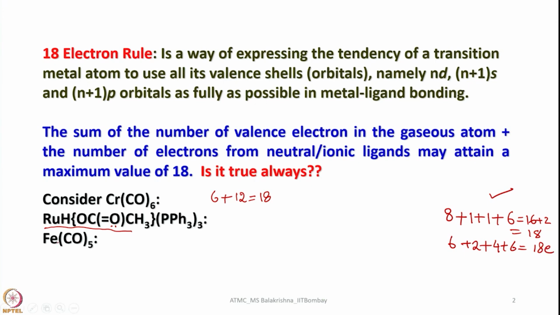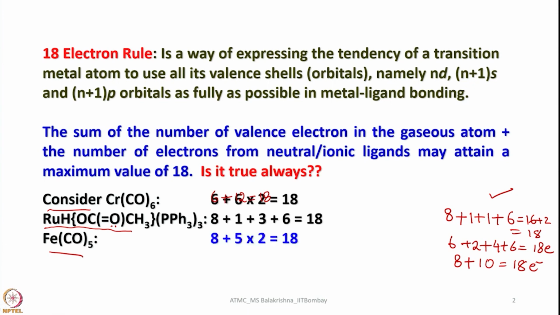Iron has 8 electrons, 3d6 4s2. So, we have 8 electrons, and then in this case carbon monoxide is 5 into 2, 10, so it is 18 electrons. So, whatever complexes I have shown here, all of them obey the 18 electron rule. Same thing I have shown here.